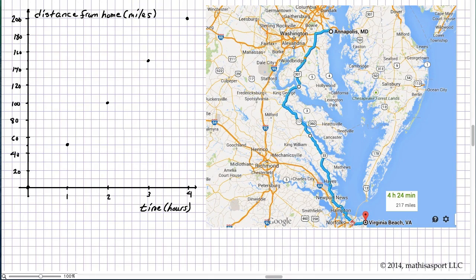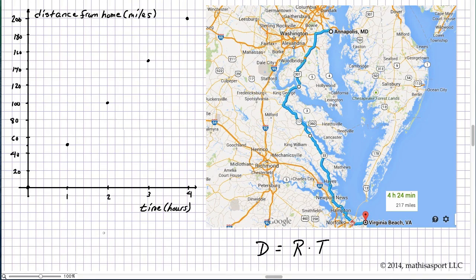It tells me how far we'd traveled after 1 hour. After 1 hour, we'd traveled 50 miles. After 2 hours, 100 miles, and so forth. And let's see what we can learn by analyzing this graph. Now, before we get started, I want to put a question in the back of your mind, and that is, hopefully you remember this very simple formula. Distance equals rate times time.